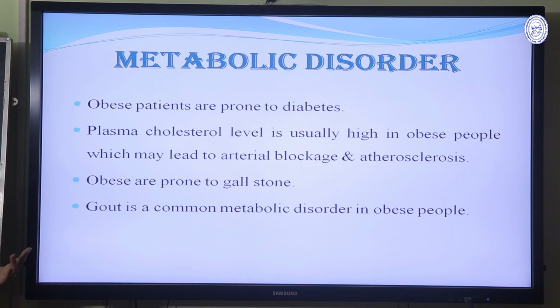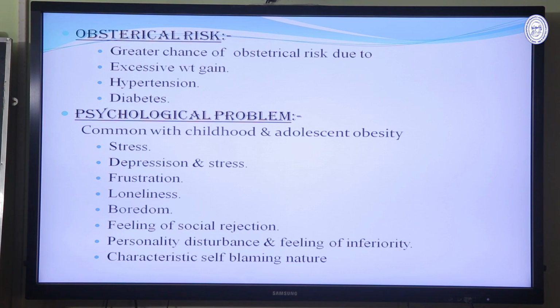They are more prone to gallbladder stone, because one of the gallbladder stones is synthesized from cholesterol, that is known as cholesterol stone, and obese patients are more prone to cholesterol stone. Gout is a common metabolic disorder in obesity. There are obstetrical risk and psychological problems common with obesity.